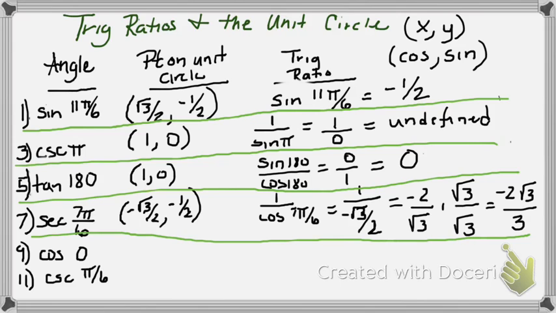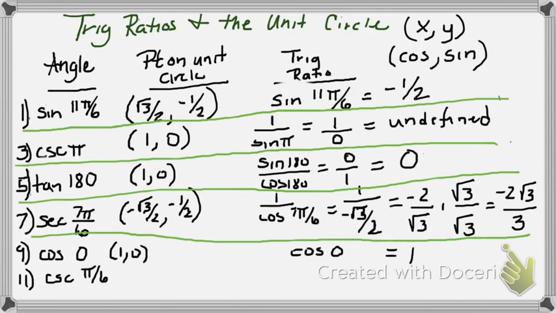The next one we're going to do is the cosine of 0. So if we go and look at the unit circle, at 0, our point is 1, 0. Alright, so if we're looking for just the cosine, we're just going to be looking for the cosine of 0, and the cosine happens to be 1. Alright, so we're done with that one.